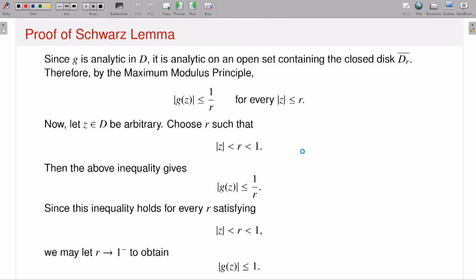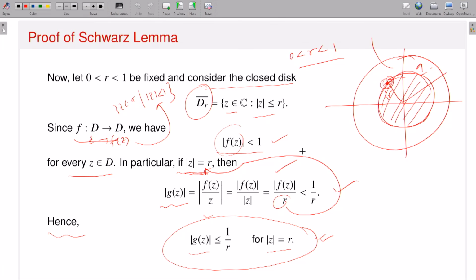Now I will apply what is called the maximum modulus principle. Now what is your g? Your g function is analytic on D, so in particular g is analytic here. So that means g is continuous on D r closure, that is including the boundary, it is continuous. It is analytic on D r, there is no closure, that means it is analytic here. So g is continuous on the closed D r closure, and g is analytic inside.